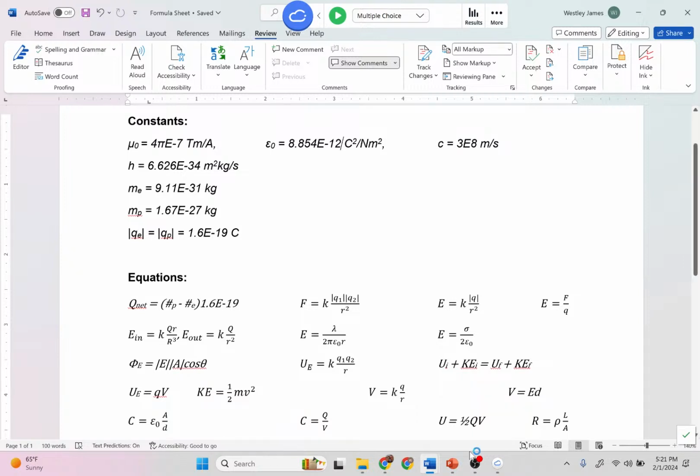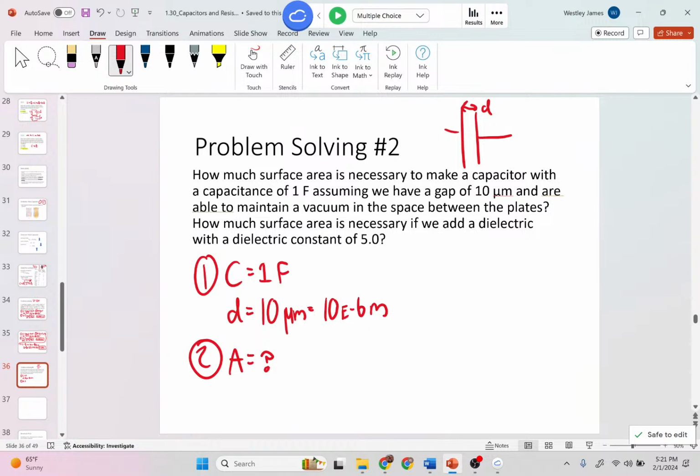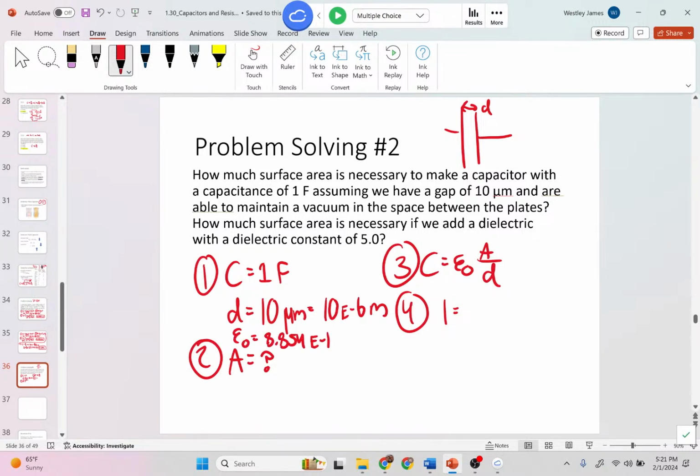I'll update that in the thing. All right, so C equals epsilon naught A over D. Just plug and chug. 1 equals, now epsilon naught we just said was 8.854 e to the minus 12, times A divided by the distance, 10e minus 6.